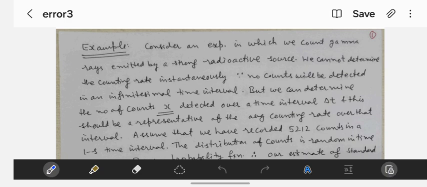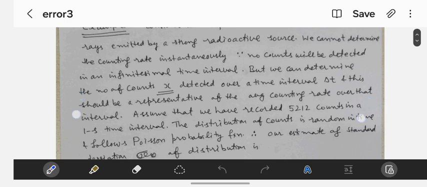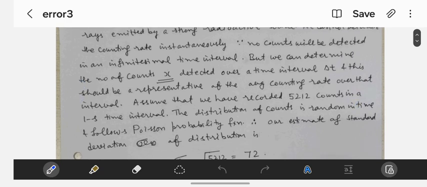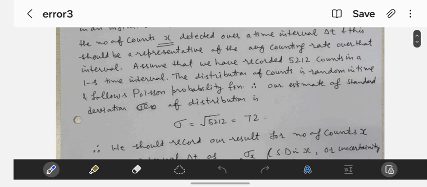Here we have a question. Consider an experiment in which we count gamma rays emitted by a strong radioactive source. We cannot determine the counting rate instantaneously. No counts will be detected in an infinitesimal time interval, but we can determine the number of counts x detected over a time interval delta t, and this should be represented by the counting rate over that interval. Assume that we recorded 5212 counts in a time interval. The distribution of counts in random time follows the Poisson probability function. Our estimate of standard deviation is?